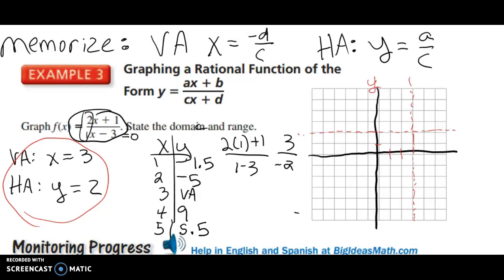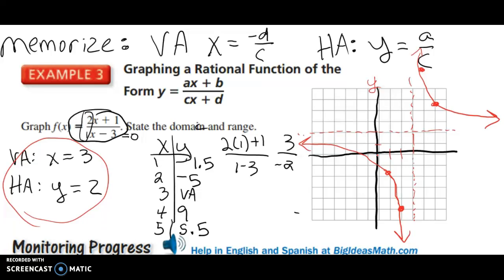Next, let's plot the points. Negative 1, negative 1.5. I'm sorry, that's positive 1. Positive 1, negative 1.5. 2, negative 5. 4, 9, it's off the graph. And 5, 5.5. Connect in a smooth curve and try and get closer and closer to your asymptotes, and hug your asymptotes.